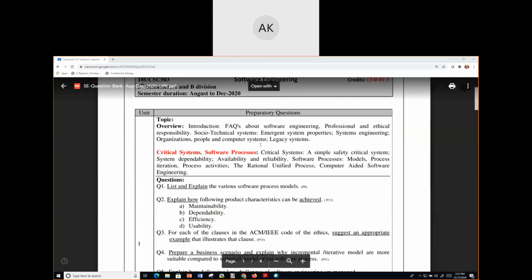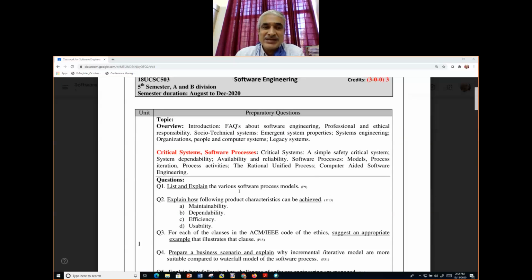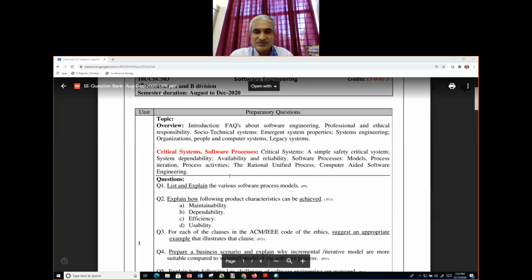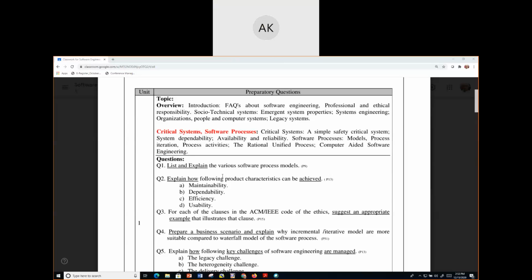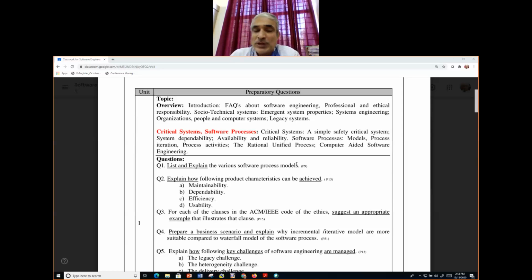Right. Now look at unit number 1. I have given a short syllabus as well as sample questions. Shall I explain? Yes, sir. Now look at that. List and explain the various software process models. This is straightforward. I've given a page number also. Are you getting this?